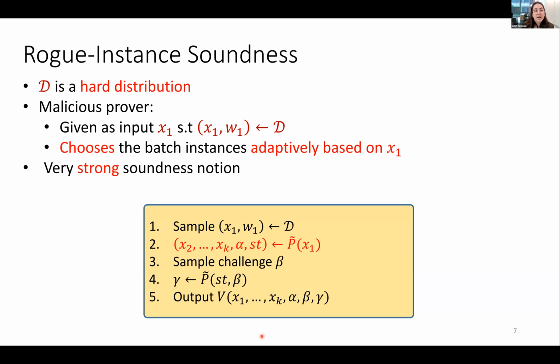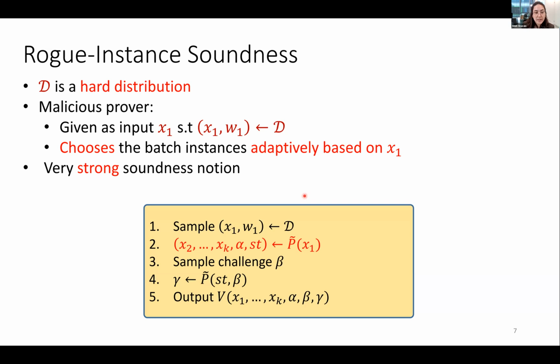This notion considers a hard distribution D and the settings in which the malicious prover is provided with an honestly generated instance x1, which is sampled from a hard distribution, and then may choose the rest of the batch instances adaptively based on x1 in order to convince the verifier it knows all corresponding witnesses without actually having the knowledge of the witness w1. That is, the prover is provided with an instance x1, which is sampled from a hard distribution D, and then chooses the rest of the batch instances adaptively based on x1.